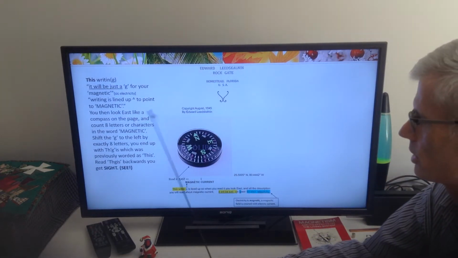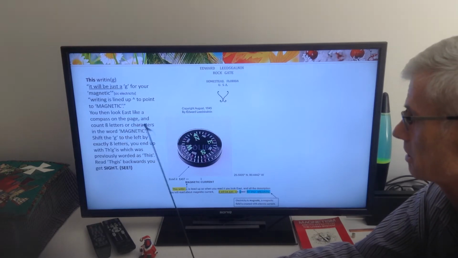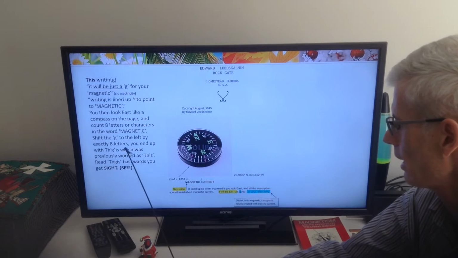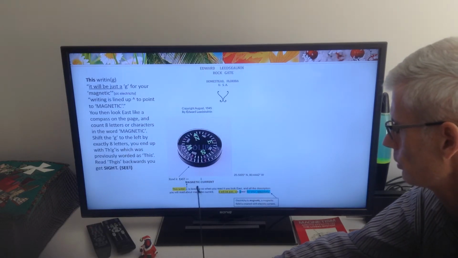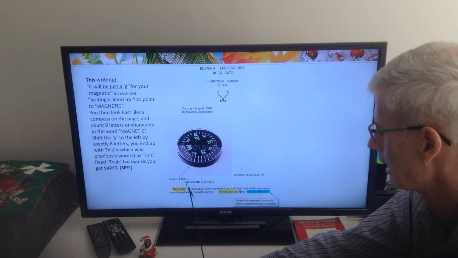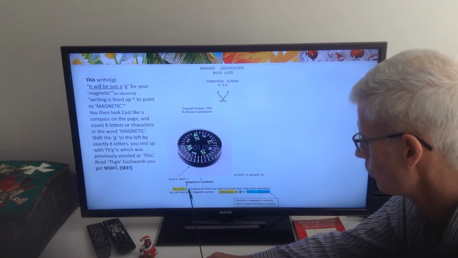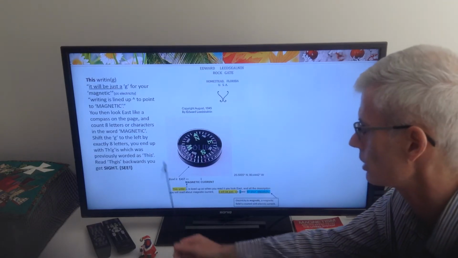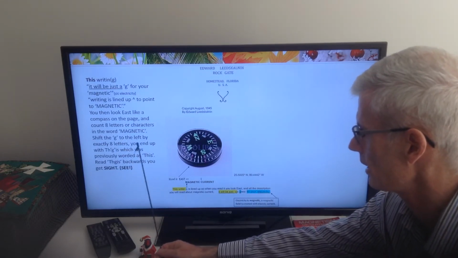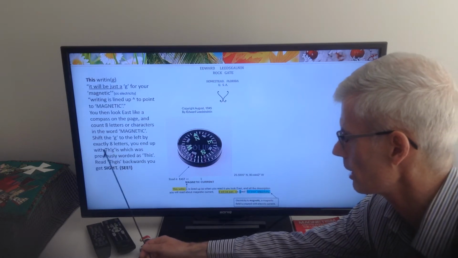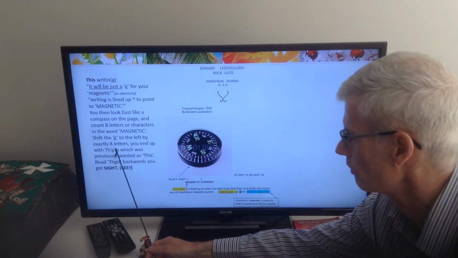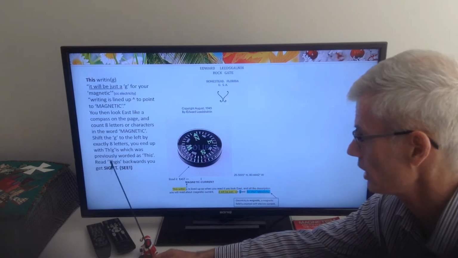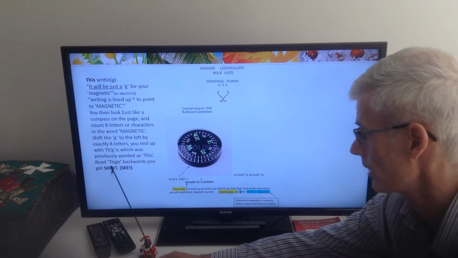So when you look east, like a compass on the page, and count the 8 letters or characters in the word magnetic, shift the G to the left by exactly 8 letters. So this is a G here. You want to shift that back 8 letters. We end up over here, but that's on the next page. So shift the G to the left by exactly 8, you end up putting the G in between T, H, and I, S, which was previously worded as "this". Read T, G, I, S backwards and you get sight.